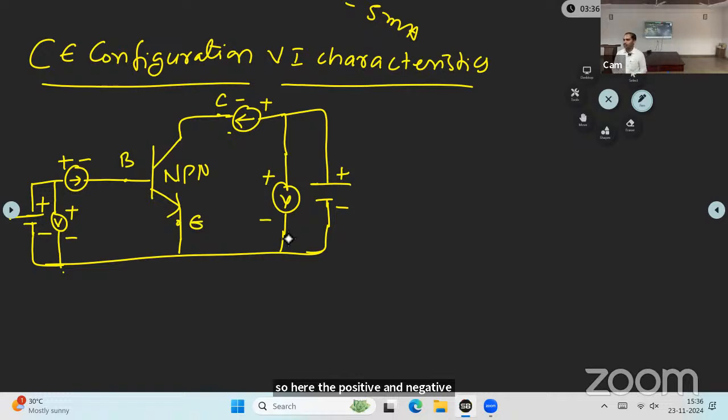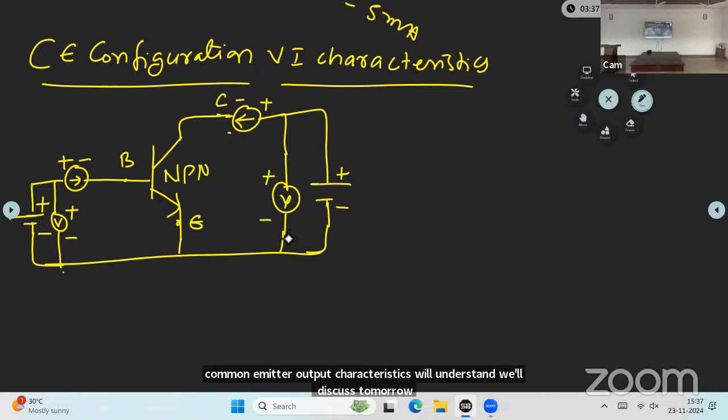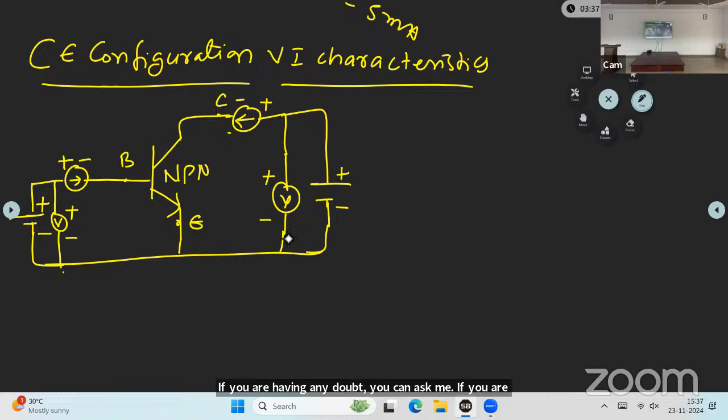Okay, this is the common emitter configuration circuit diagram. We'll understand the common emitter input characteristics and common emitter output characteristics, we'll discuss tomorrow. Now if you are having any doubt you can ask me. If you have no doubt then I will ask the questions.